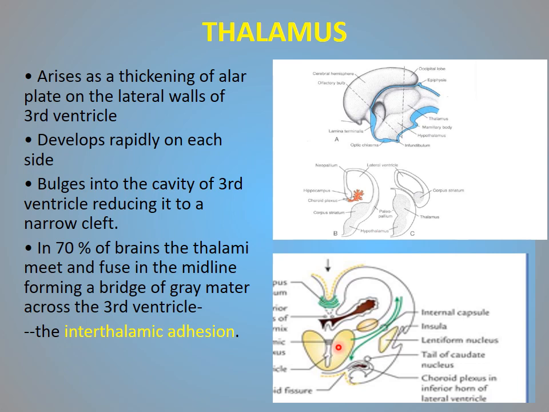Later on, the two thalami of the right and left sides are connected in 70% of brains by the interthalamic adhesion. Now, this interthalamic adhesion is a bridge of gray matter across the third ventricle in the midline.